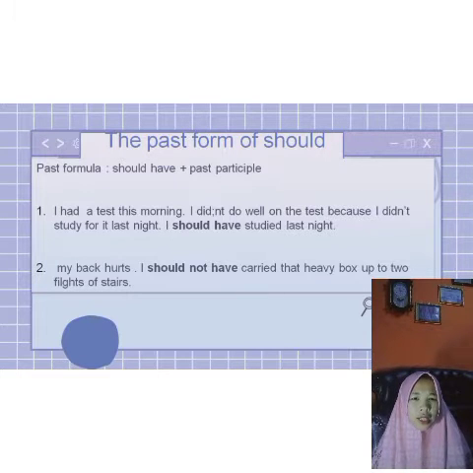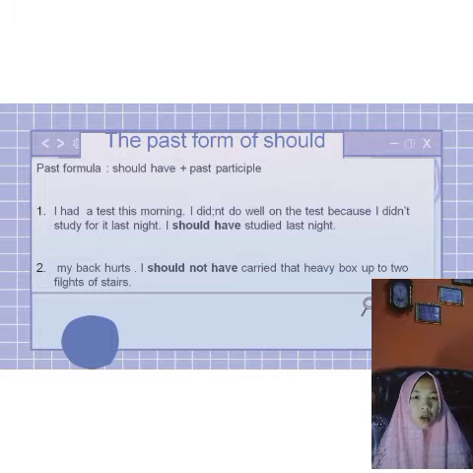The second example uses the negative form. The formula is should not have plus past participle. For example, my back hurts. I should not have carried that heavy box up a flight of stairs. In this example, I should not have carried. It means that I carried something, but it turned out to be a bad idea. I made a mistake.